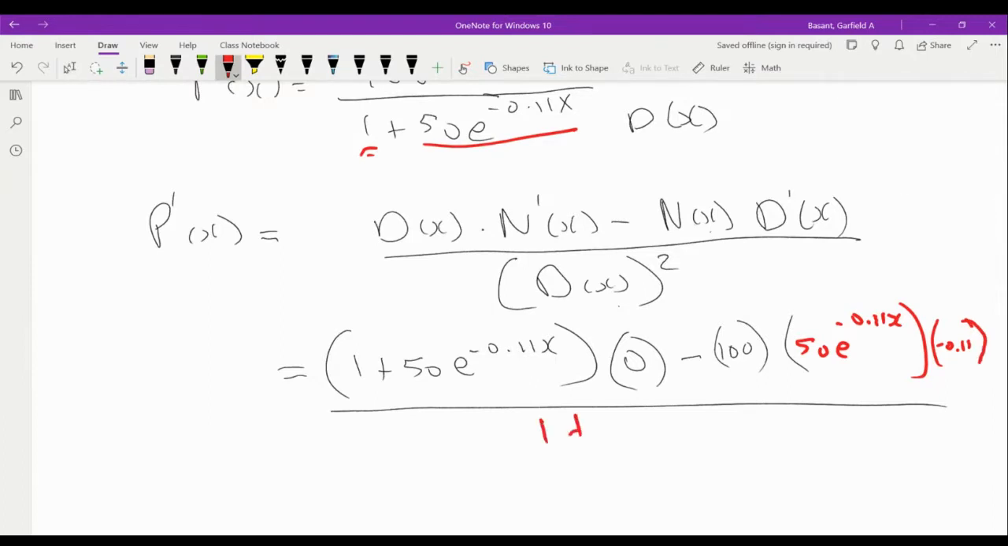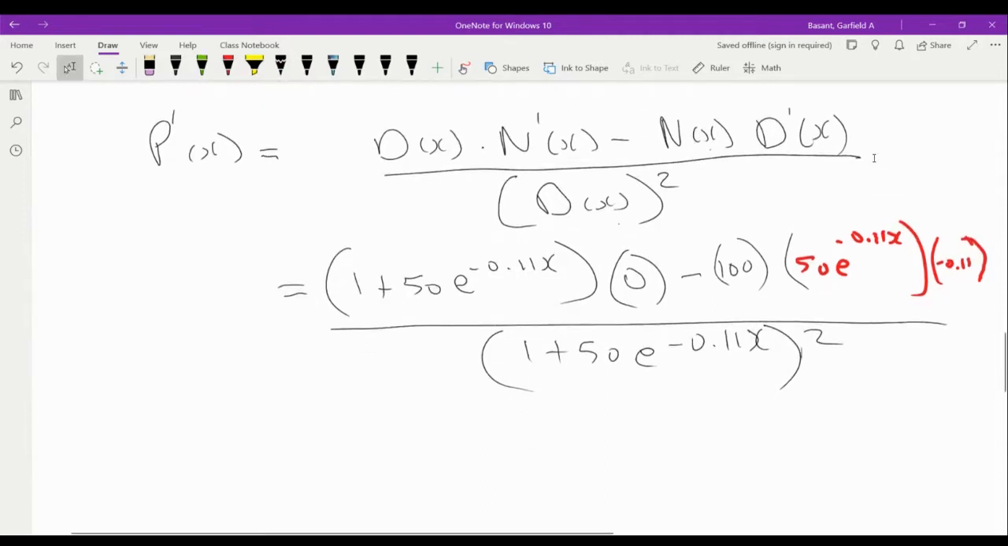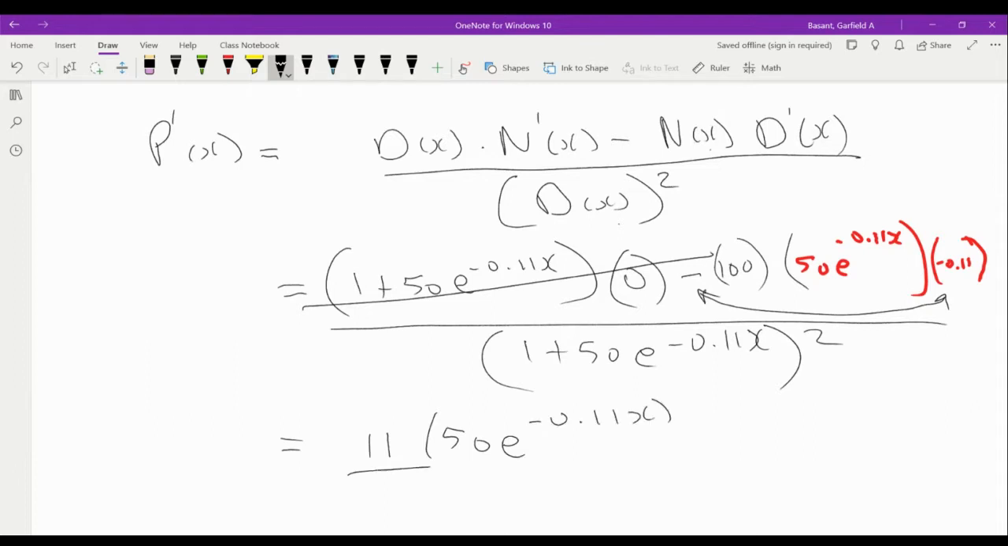Now we're going to take the denominator, which is 1 plus 50 e to the negative 0.11x, and we're going to square that. So that's the derivative. Probably want to simplify that. All of this first piece is going to cancel out because it's times 0. The negative times the negative here will make it a positive, and 100 times 0.11 becomes 11. So this would be 11 times 50 e to the negative 0.11x all over 1 plus 50 e to the negative 0.11x, all squared.